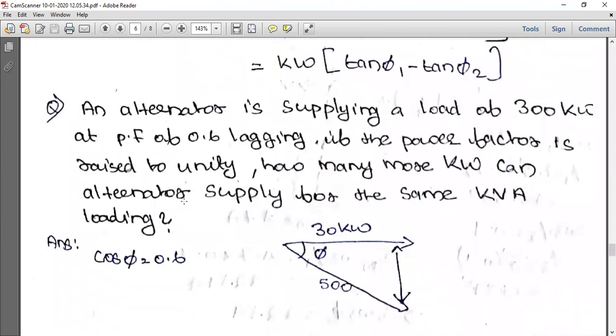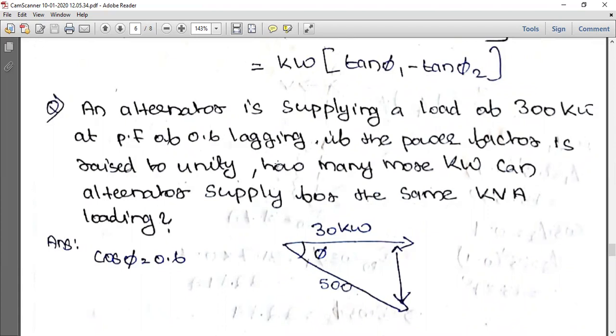So let's see one problem. We have an alternator supplying a load. Alternator means just like a machine. I already told you a machine is there, so it can have lagging or leading power factor. It's actually the load. So an alternator is supplying a load of 300 kilowatt at power factor of 0.6 lagging. So we understood that it is inductive and it is 0.6 lagging.